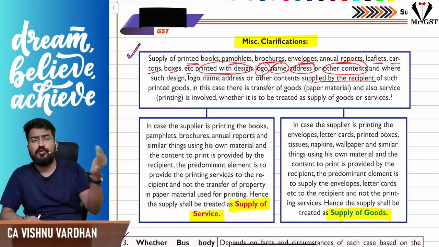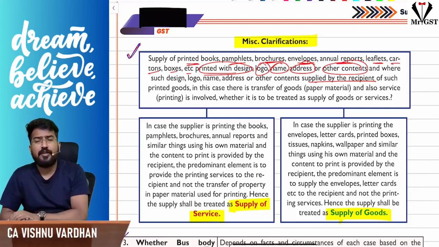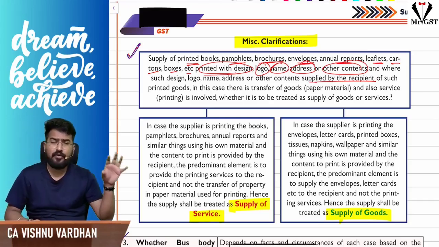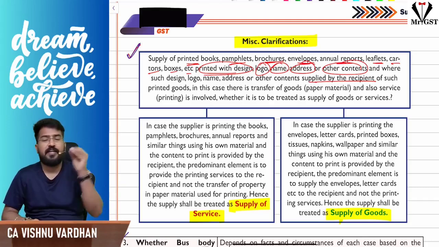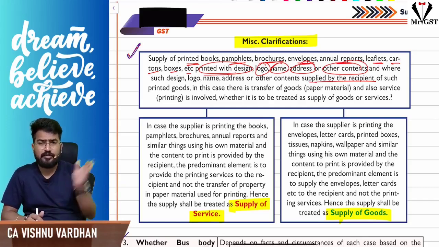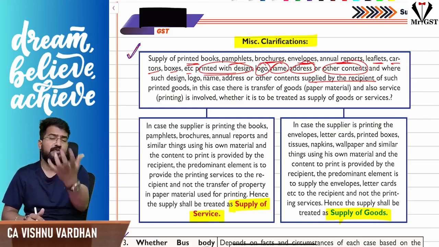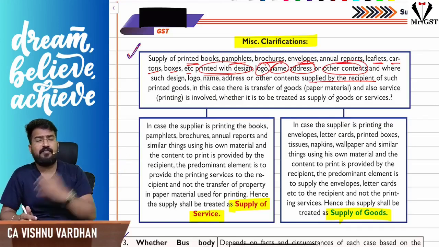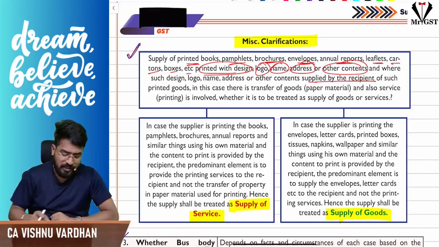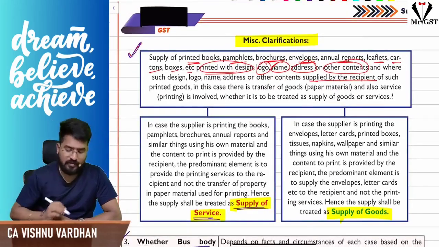Same way, when you go to get your pamphlets, leaflets, envelope covers, annual reports, or brochures printed, what are they doing? You are going to the printer predominantly for the printing services. He has to print the content you give on some material, and that material becomes your brochure, pamphlet, leaflet or book. So predominantly you go to the printer for printing services. In such a case, it is treated as a supply of service.